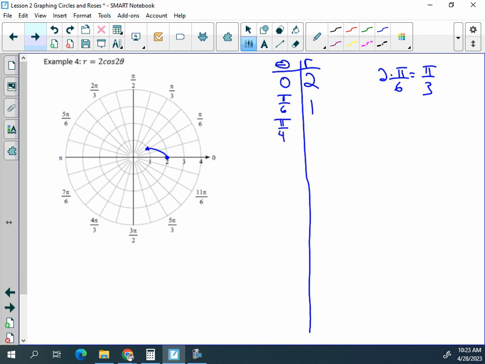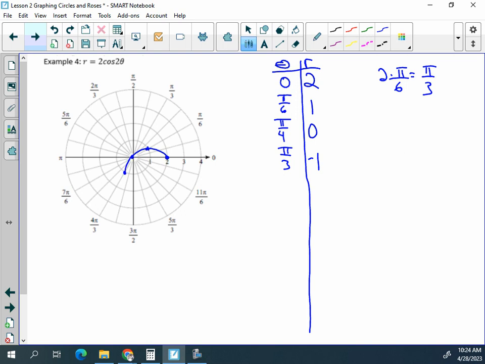At pi over 4, when we multiply pi over 4 times 2, we get pi over 2. Cosine of pi over 2 is 0, and 0 times 2 is 0. So here we are. Now pi over 3, when you multiply that by 2, you get 2 pi over 3. And cosine of 2 pi over 3 is negative 1/2, and negative 1/2 times 2 is negative 1. So at pi over 3, remember, we go over into the other quadrant that's opposite of quadrant 1, which is quadrant 3, and we're going to go to 1.